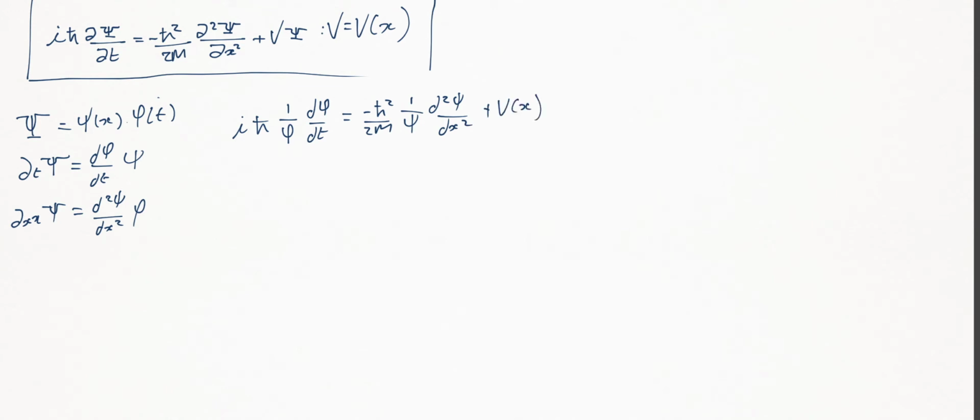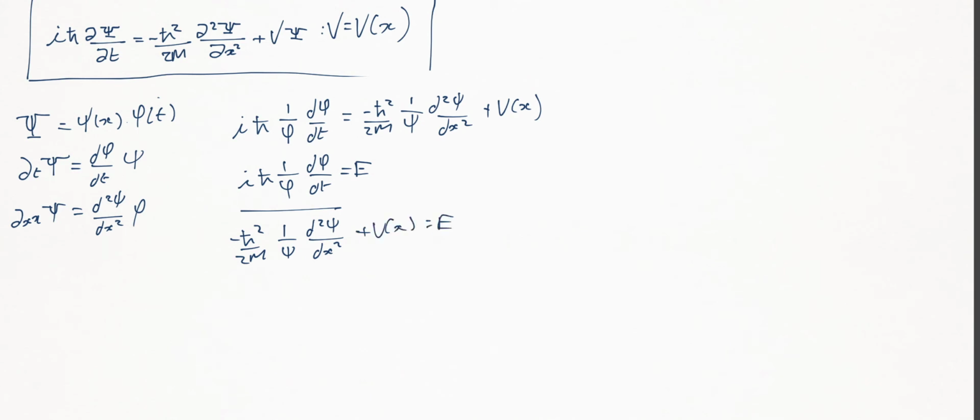If we observe that the left hand side is a function of t and the right hand side is a function of x, this is only possible when both functions equal a constant, and the same constant at that. So if we let the left hand side equal a constant, 1 over phi d phi by dt equals some constant E. That's our first equation, and our second equation is going to be minus h bar squared over 2m 1 over psi times the second x derivative of psi plus the potential, and this equals E as well.